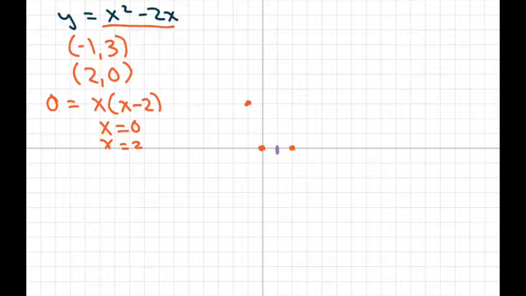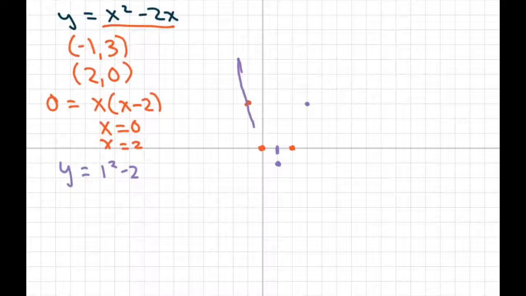Let's just look with 1. If we plug in 1, I want to see what my vertex is. We have 1 squared minus 2 is -1. So there's your vertex right there, because it has to be, remember the quadratic is symmetric. And then also I know I'll have a point right there. So let's connect it.